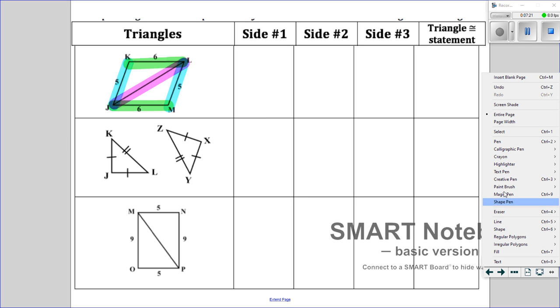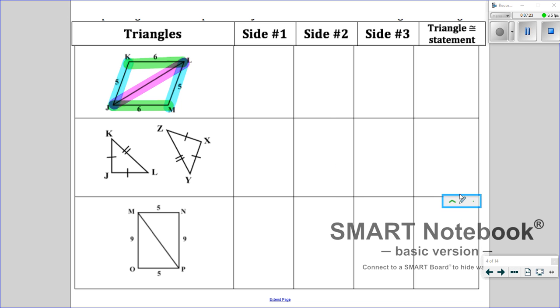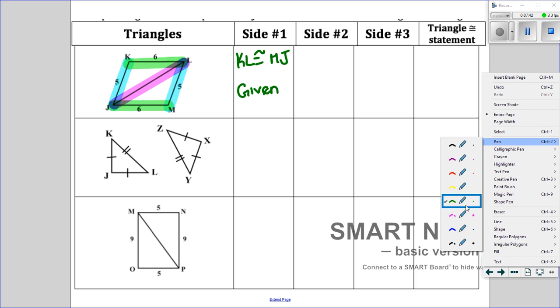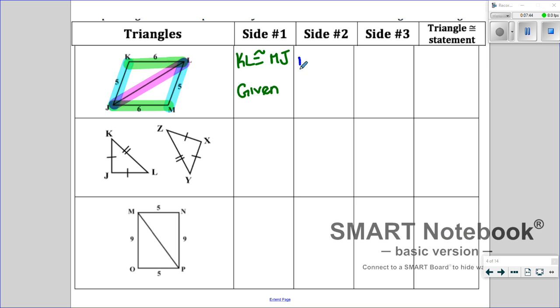So now I can write the congruency statement. The first one will be the green one. So I have KL congruent to MJ, and I'm going to put given because it shows that both of those sides are 6, so they're congruent. And then the next one is going to be LM congruent to KJ. That's also given because you see the number 5. They're both 5, so they're the same.